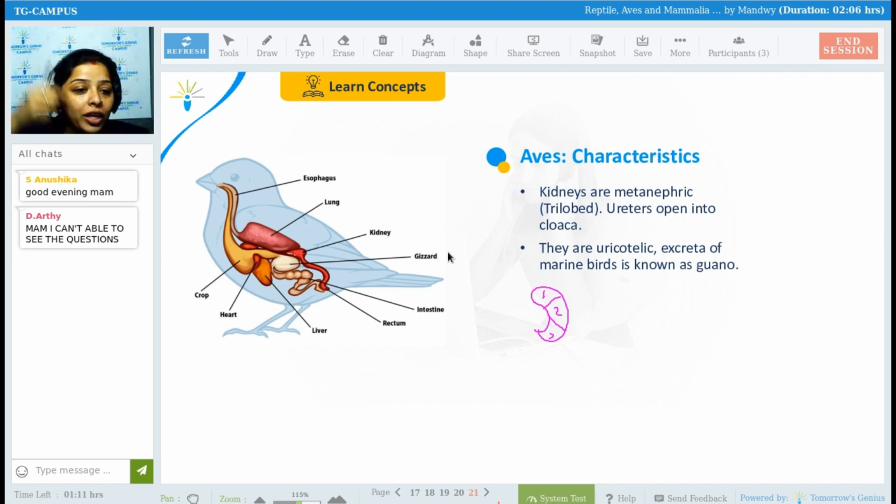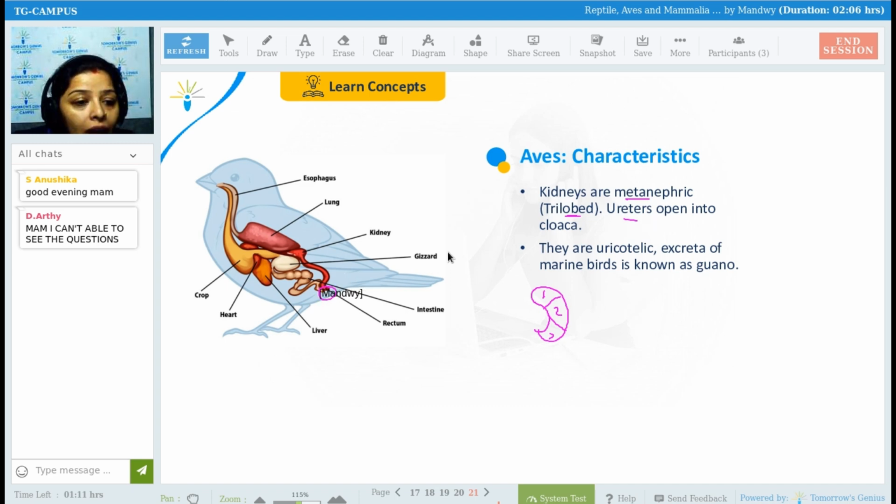There is a unit of excretion, the nephron, which covers the cortex and medulla. Is this the structure, right? Here trilobed means the chambers or lobes present in the whole kidney. And what type of nephron is it? Metanephric. The excreta will come out from the kidney to the ureter and then to the cloaca.